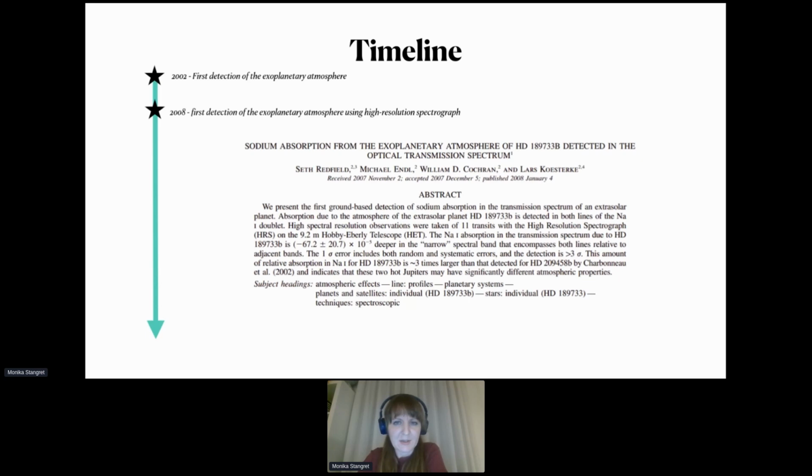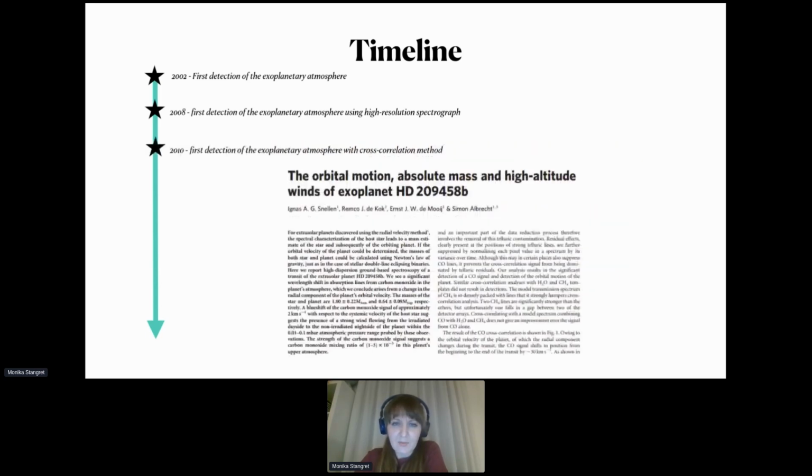And 2 years later, Ignas Snellen presented work which was also focused on high-resolution spectrographs from the ground, but he applied a different method called the cross-correlation method, which also changed astronomy. Exoplanetary atmospheric studies, and he detected CO in the atmosphere of HD 209458b.